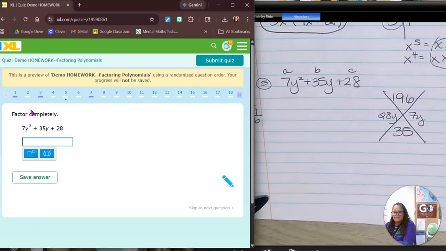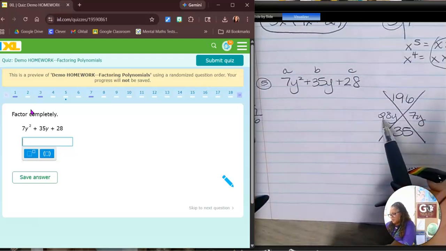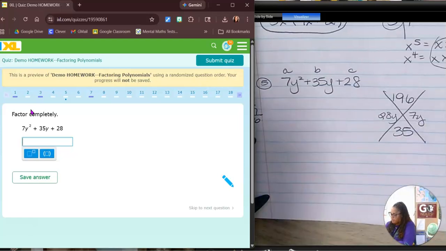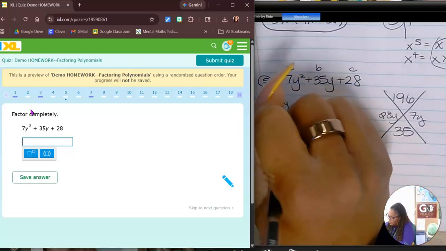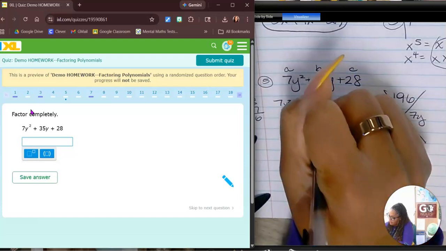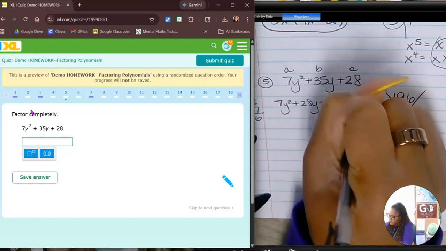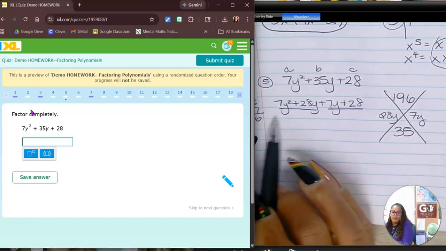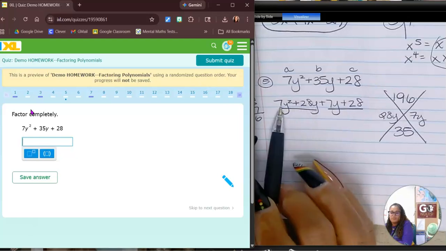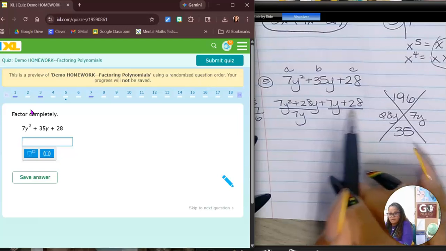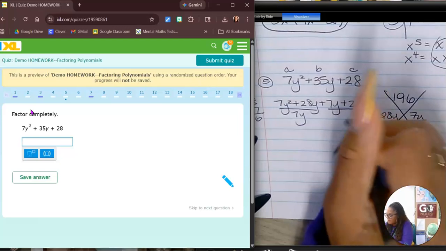Factors of 196 are clearly obvious that it would be 28 and 7, because when I add 28 and 7, I also get this positive 35. So now I want to split my middle term. So I'll have 7y squared plus 28y plus 7y plus 28. Divide the first two and the last two. Up here, both of these are divisible by 7y. Down here, both of these are divisible by 7.